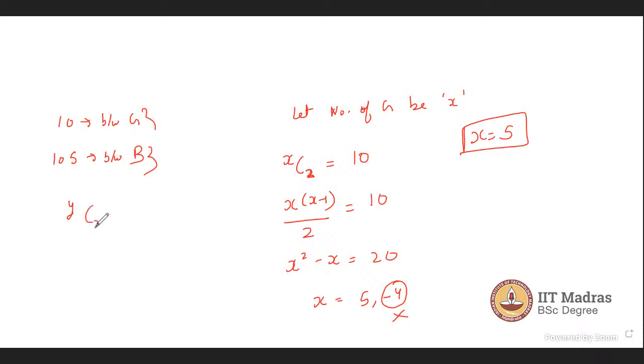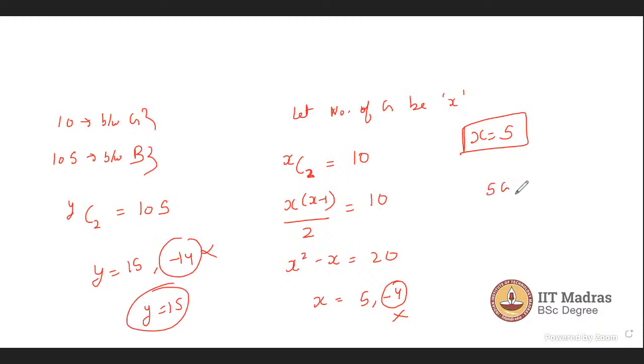Yeah, similarly, for boys to boys, the matches would be YC2. So again, you will solve the equation like that, and you will get y is equal to 15 and minus 14, which cannot be negative, so the number of boys is 15. So in total now I have 5 girls and 15 boys, right? So the total number of participants is 20. It is clear till this step, right?